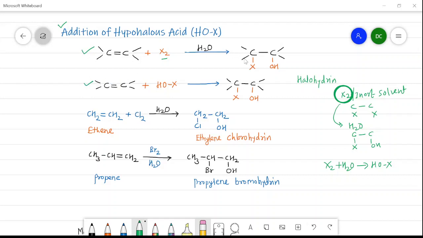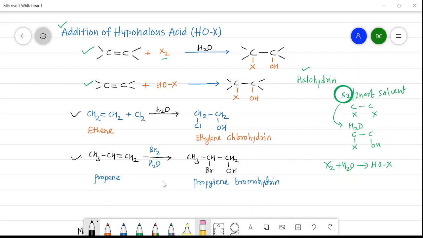Just we have to write one halogen and one OH group across the carbon double bond carbon, and we get here a halohydrin as a product. It may be a chlorohydrin or bromohydrin. Now the reactions are: ethene reacts with chlorine in presence of water to give ethylene chlorohydrin. Propene reacts with bromine in presence of water to give propylene bromohydrin.